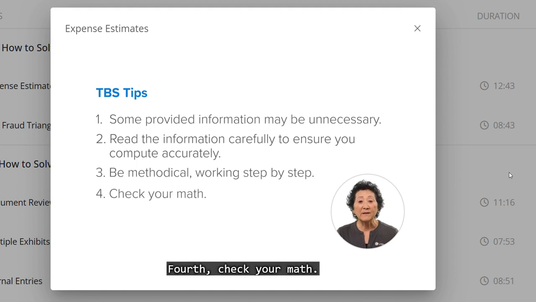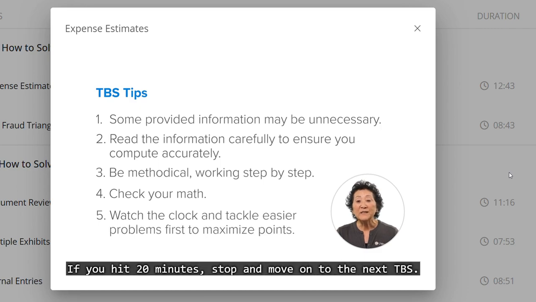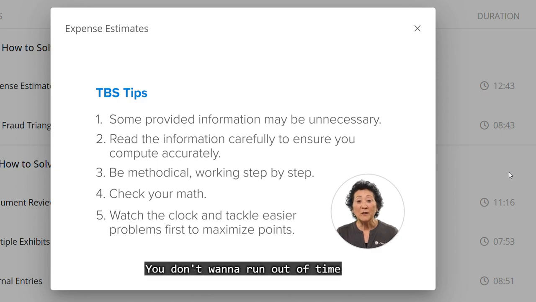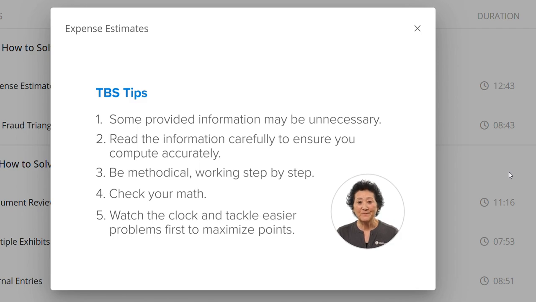Fourth, check your math. The math was pretty easy, but it is also easy to hit the wrong key and make a mistake. And then watch the clock. If you hit 20 minutes, stop and move on to the next TBS. You don't want to run out of time and not be able to even start the next TBS. It could be the easiest one, and you'll miss raking in all of those points.